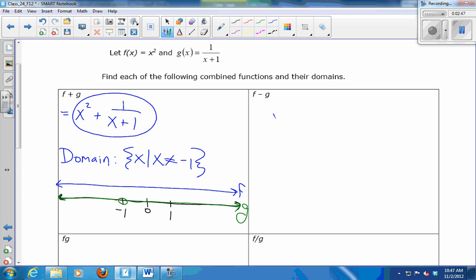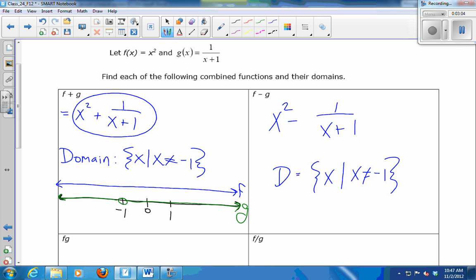f minus g would just be x squared minus 1 over x plus 1. Done. And the domain, again, is going to be all x's except -1. So you can think of it as the more restrictive of the two domains. The domain of the combined function is the more restrictive of the two domains.